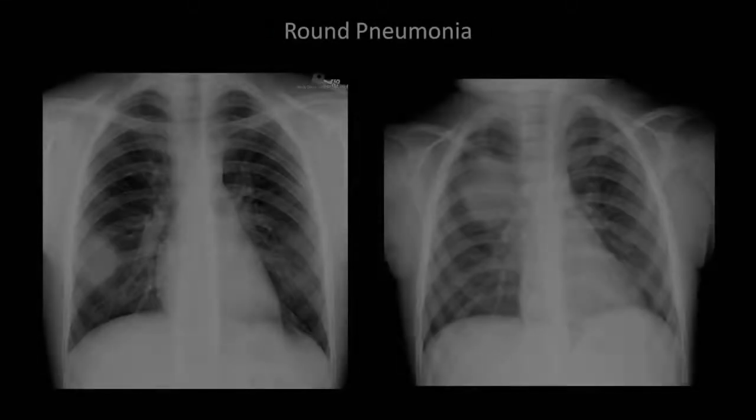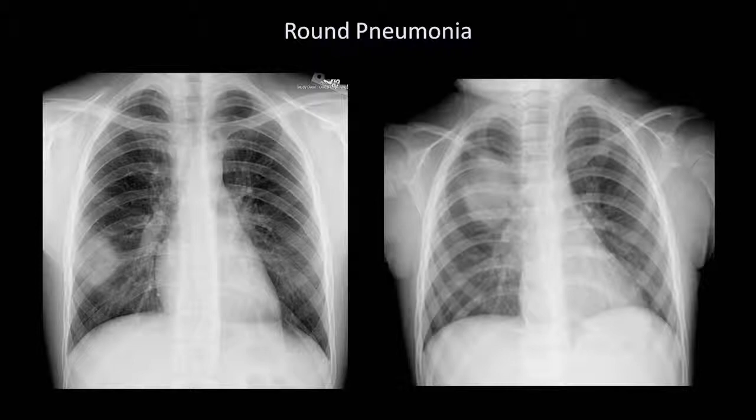Here are two examples of the unusual round pneumonia. It's easy to appreciate why they can be mistaken for a lung mass. They can't be distinguished radiographically from these, but rather on the clinical history and the fact that the round pneumonia will resolve over days to weeks.